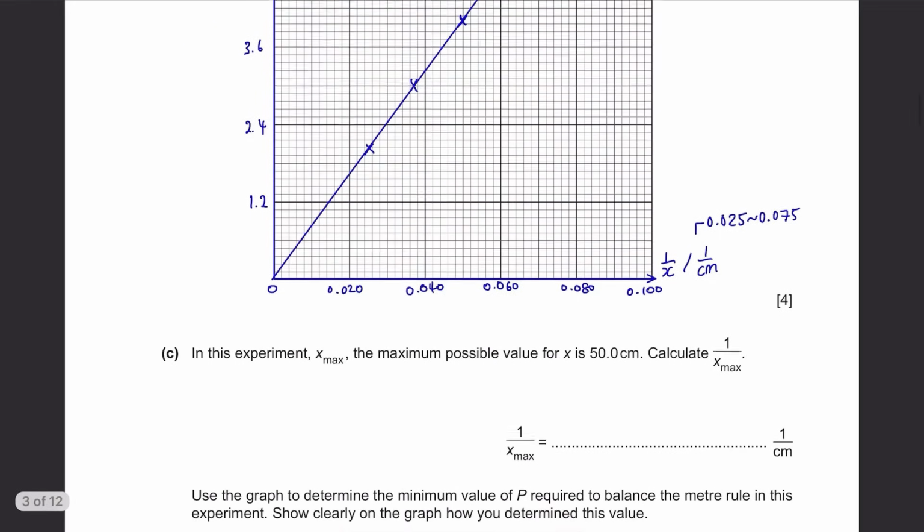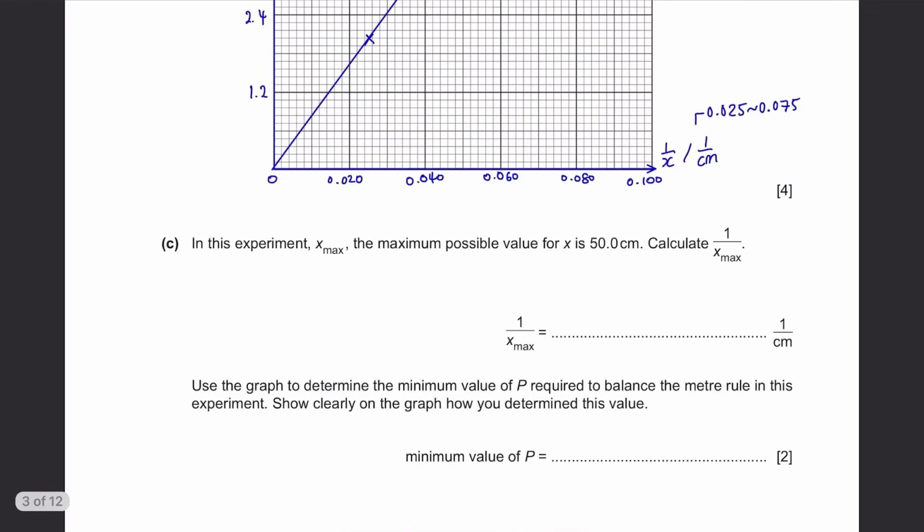Part C. In this experiment, x max, the maximum possible value for x, is 50 cm. Calculate 1 over x max. 1 divided by 50 is 0.02, so 1 over x max is 0.02. Use the graph to determine the minimum value of P required to balance the meter rule in this experiment. Show clearly on the graph how you determined this value.